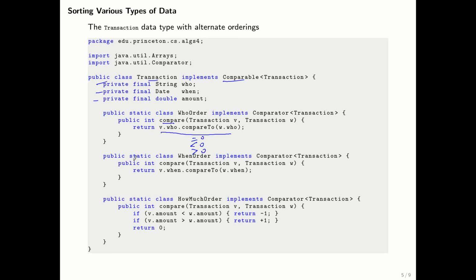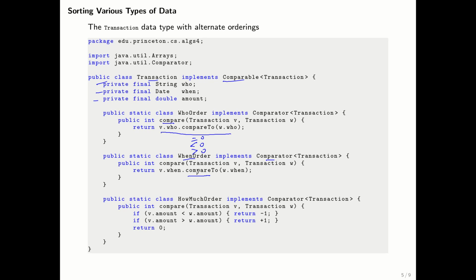So that's one ordering. Another ordering is by date. WhenOrder implements the comparator interface, and WhenOrder is also public static inside of transaction. The way it implements compare is by saying v.when.compareTo(w.when). So what are we doing here? Here we are relying on the fact that Date, which is what when is an object of, is comparable, and you can check that out. So Date is a comparable type. Since it is comparable, we can make a call to the compareTo method on a Date object.